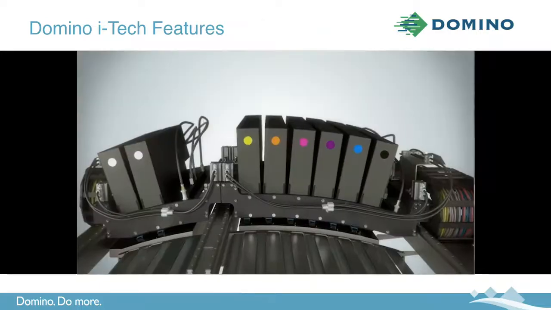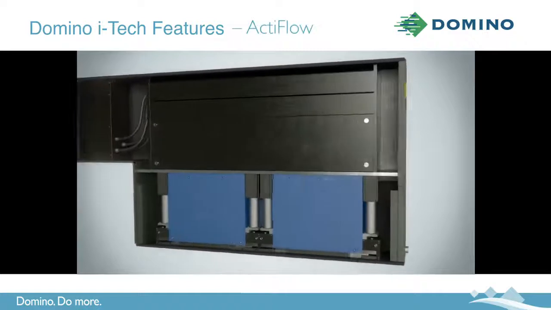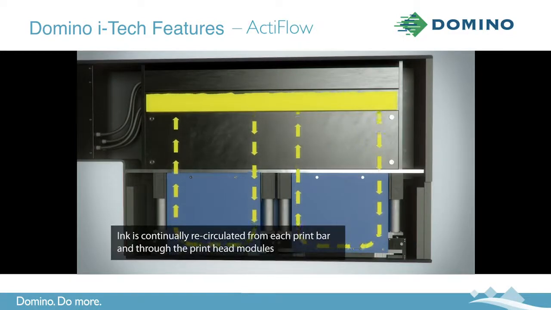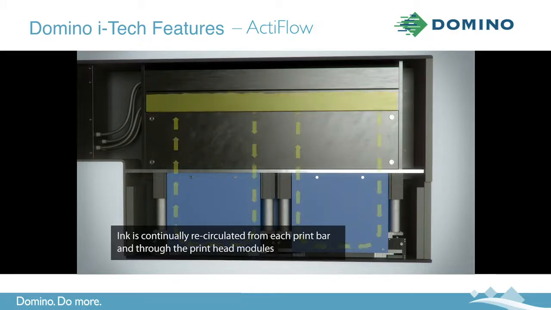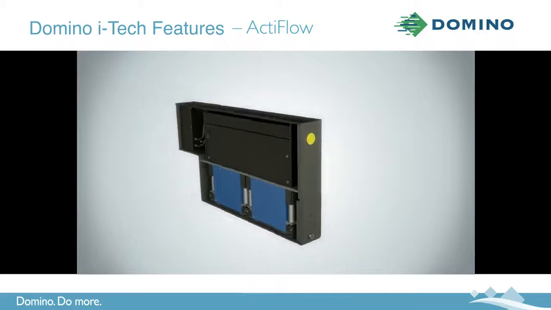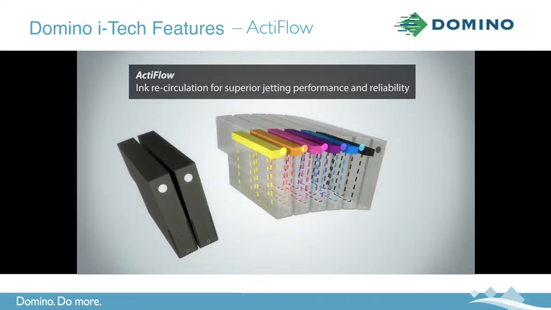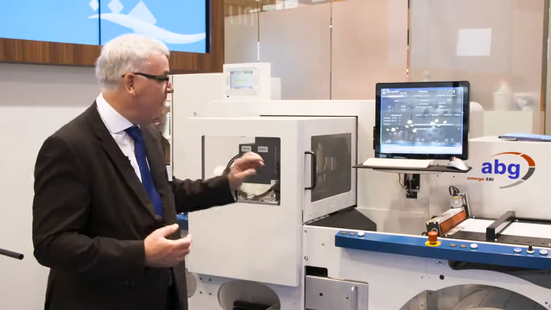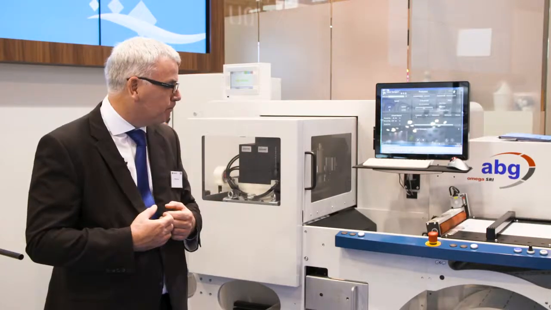The second iTech or intelligent technology feature is Active Flow. Active Flow is a continuous ink circulation system that we have within each print module that is located within the print bar, and that helps to avoid the formation of air bubbles. If you get air bubbles within an inkjet printing system, then the impact is diverted jets, poor print quality, potentially rejected products. So it's essential that we maintain a high degree of jetting performance, and that's what Active Flow provides through that continuous recirculation capability.